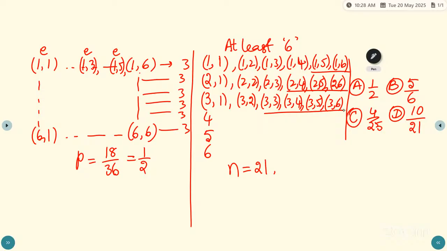Do you have any other favorable event? Yes or no? Why no? At least 6 means this is also included. How many favorable events now? There are 10 favorable events. So the favorable events are 10. Required probability is 10 by 21, because of the condition.